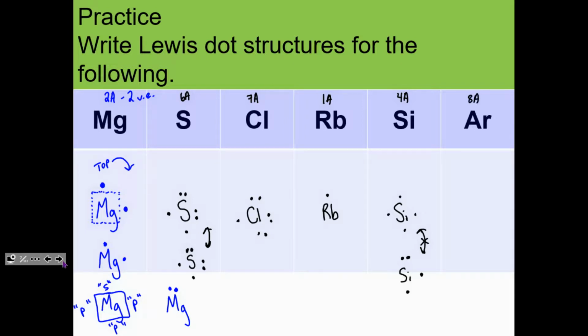Argon is a noble gas. It has 8 valence electrons. It satisfies what we call the octet rule. I'll talk about that in a moment. It has a filled valence Lewis dot structure.